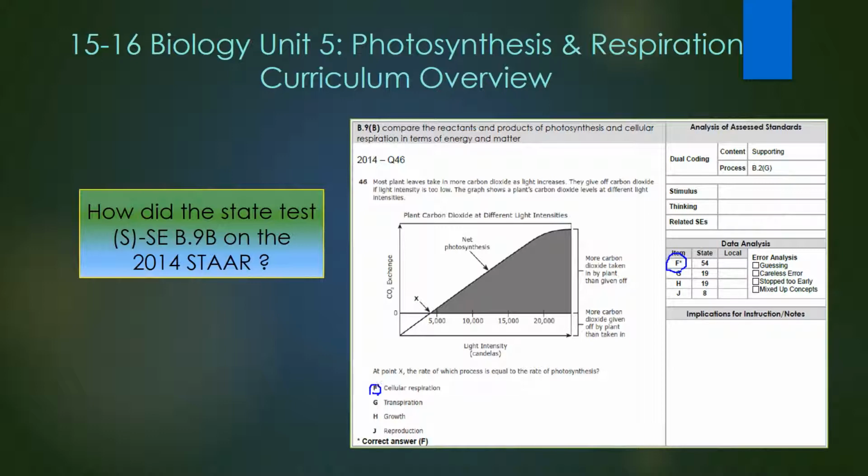And I'm going to read the question real quickly. Most plant leaves take in more carbon dioxide as light increases. They give off carbon dioxide if light intensity is too low. The graph shows the plant's carbon dioxide levels at different light intensities. And so they're breaking off this graph to show you from this gray portion, this is where carbon dioxide is taken in by a plant. And this is the smaller section below, where carbon dioxide is given off.